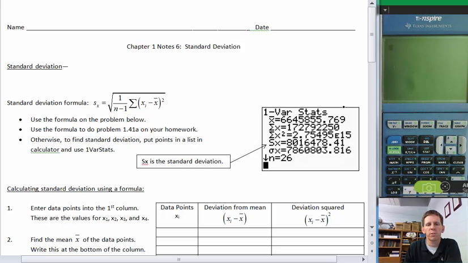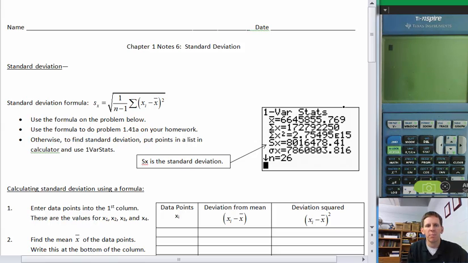These are the Chapter 1, Note 6 on standard deviation. Today we're going to talk about the definition for standard deviation. We will learn a formula for calculating standard deviation. We'll also use your calculator to find it. And we'll talk informally about how you can usually use a graph to informally discuss what standard deviation is.